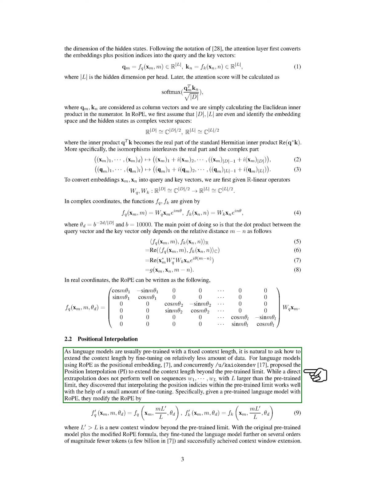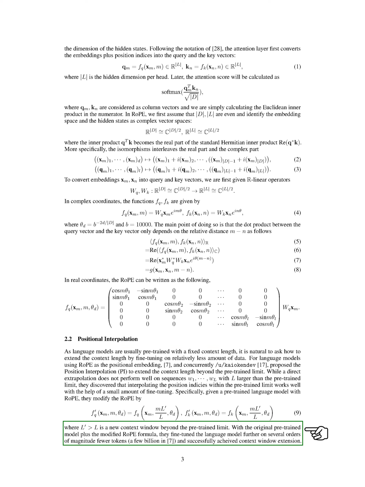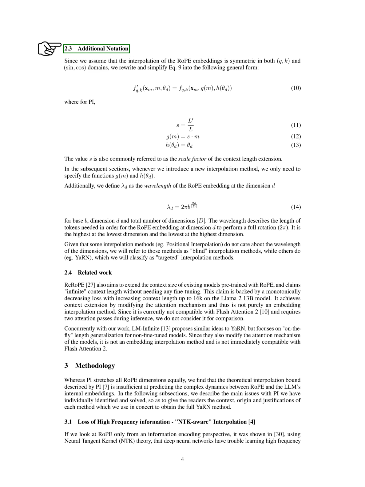To explain this in simpler terms, they took a pre-trained language model with RoPE and tweaked the RoPE formula. This new formula allowed them to extend the context window beyond the pre-trained limit. They then fine-tuned the language model further using significantly fewer tokens, a few billion, and successfully extended the context window. Now, let's introduce some additional notation. We assume that the interpolation of the RoPE embeddings is symmetric in both the Q, K, and sin, cos domains.